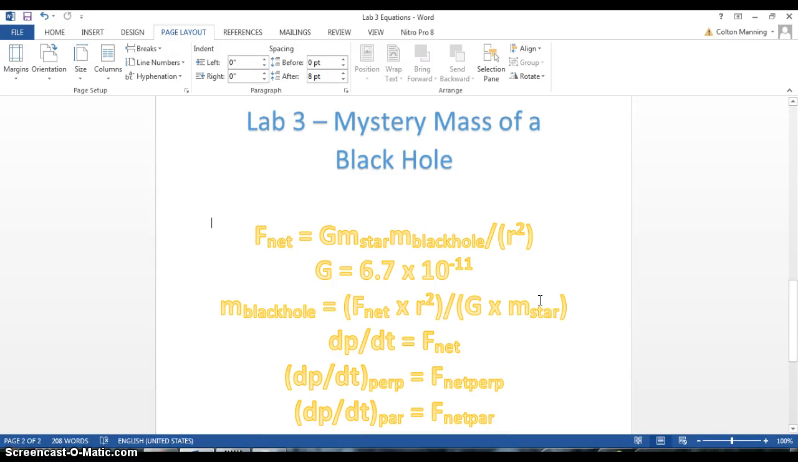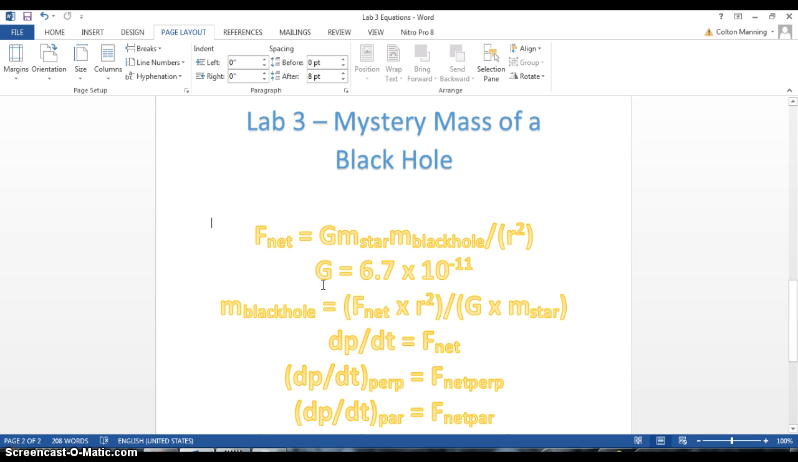The main idea of Lab 3 was to find the mass of a mystery object inside of a system that appears to involve a star and a black hole. Here we'll be using the gravitational force equation, which states that the net force is equal to the gravitational constant times the mass of the star times the mass of the black hole divided by the radius squared. Now here, all equations are going to involve magnitudes, so the magnitude of the net force is going to be used instead of the net force vector.